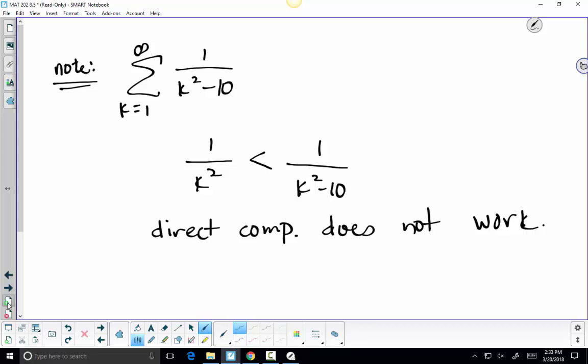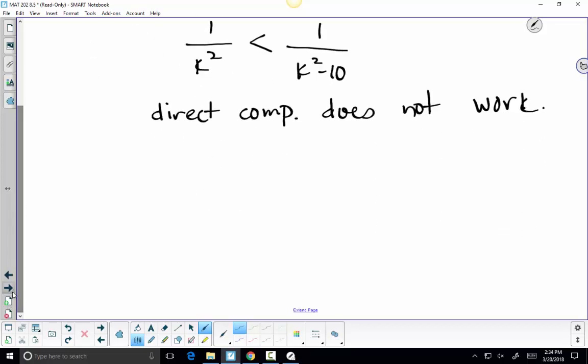So we have a convergent series. That can't tell us anything about a bigger series. A convergent series can tell us that a smaller series converges. Now up here, if we had the smaller series diverging, then we could conclude that this diverged. Like for example, if we have 1 over k minus 1, what's your hunch there?